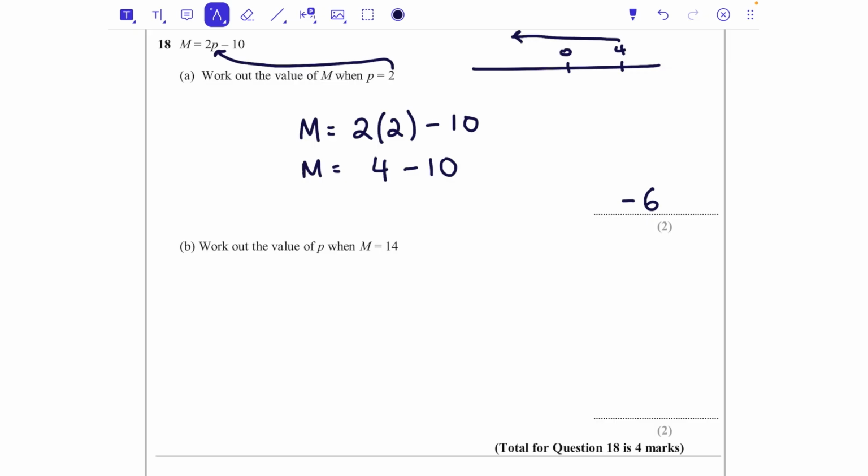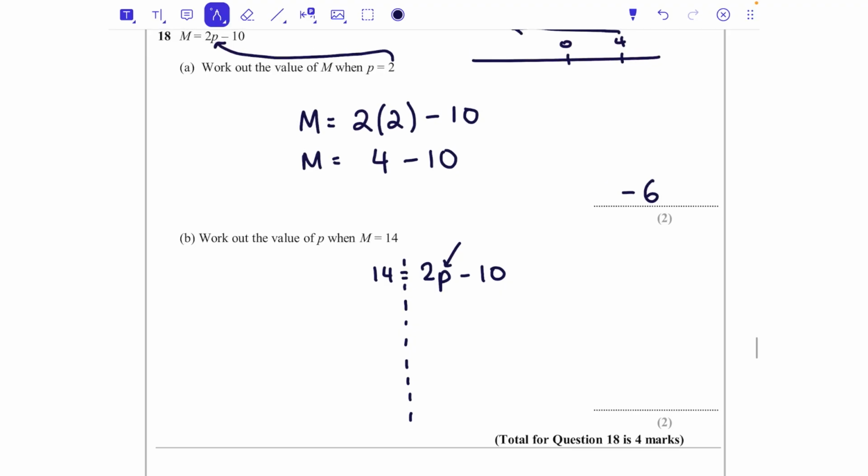So now we're changing the m to be 14. So I can write 14 equals 2p minus 10. And we're going to solve this equation. Now what we do to one side, we need to do to the other. I'm trying to get this p on its own. And again, I've got another video of just questions like this if this is something that you find difficult.